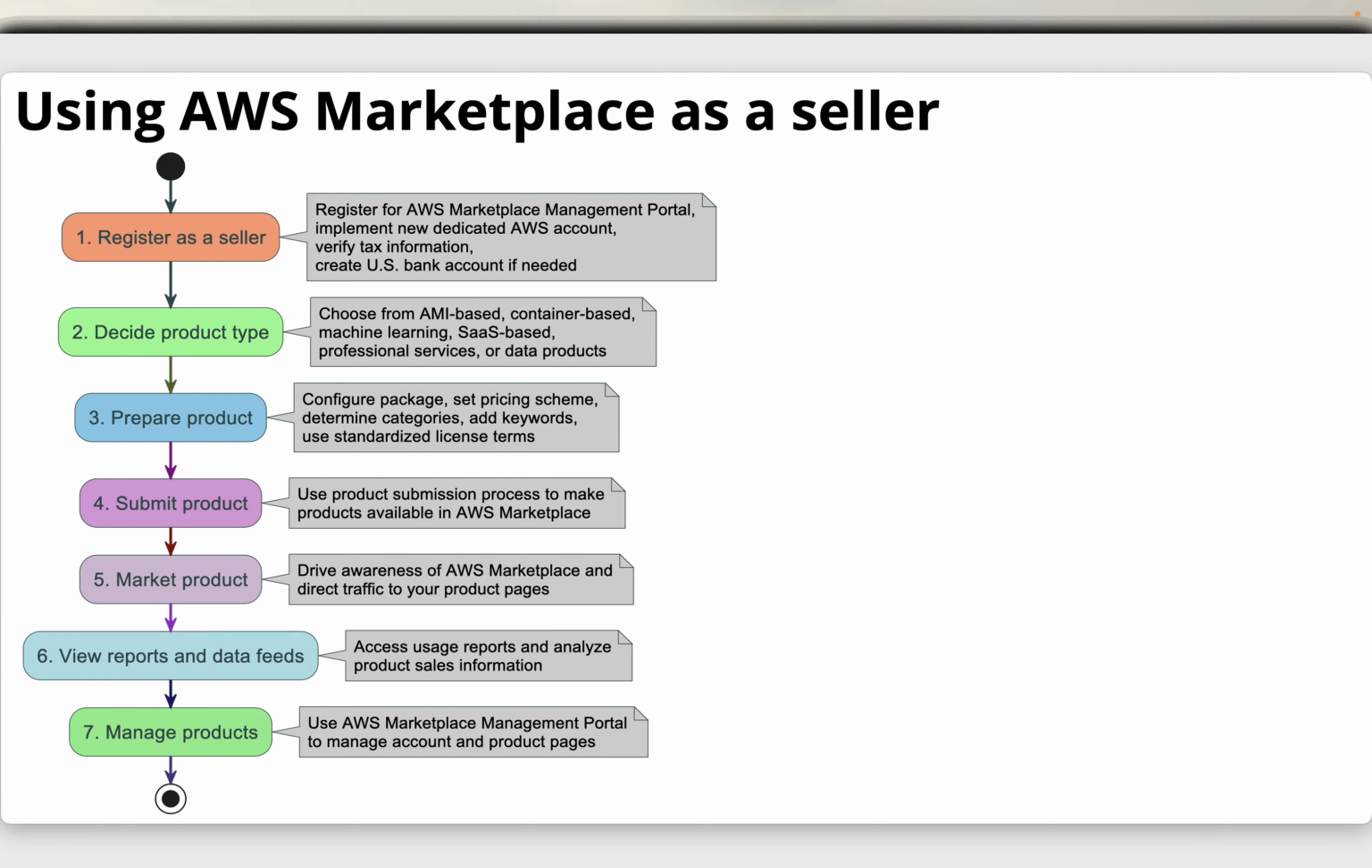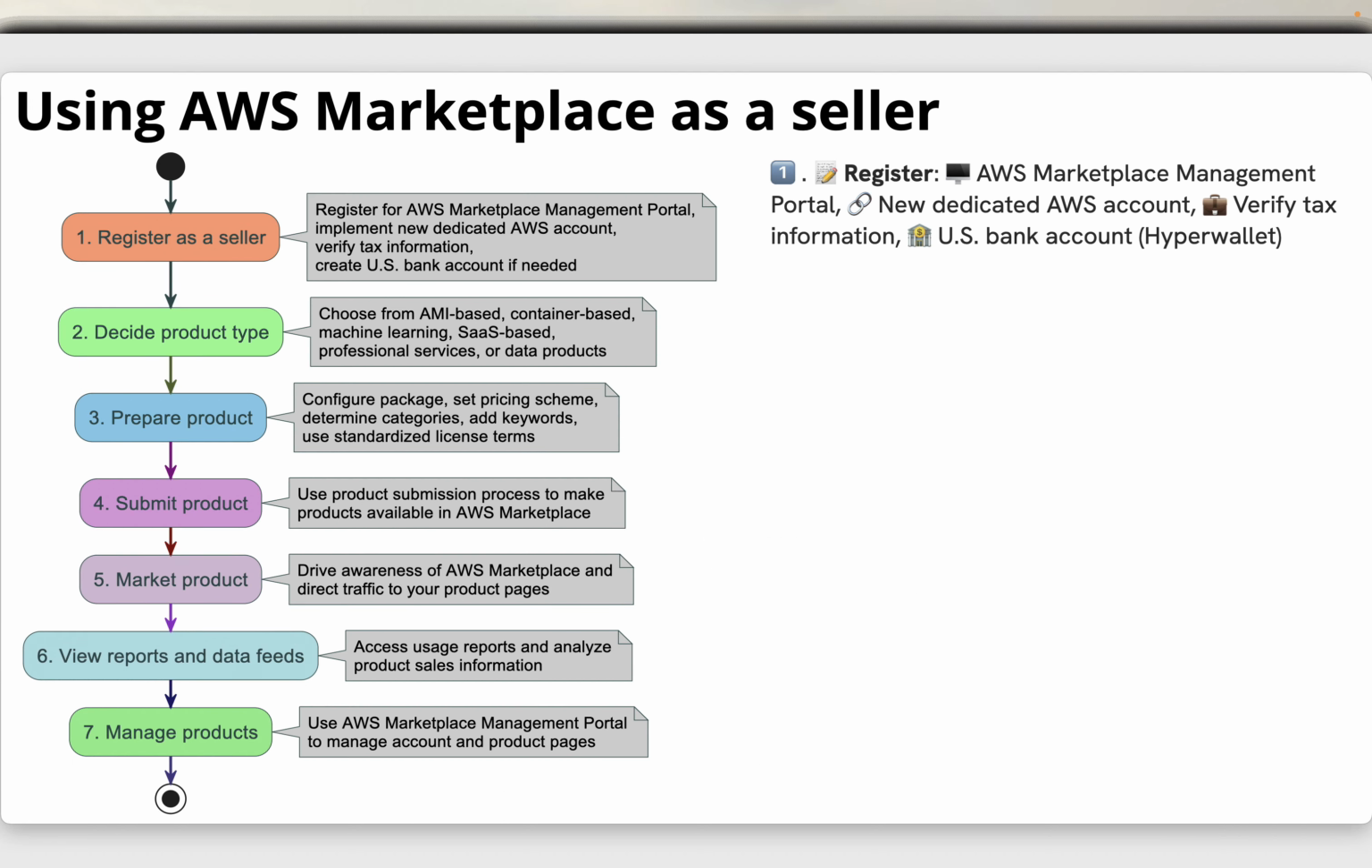Using AWS Marketplace as a seller. So first, register. As a seller, you start by registering for AWS Marketplace management portal, and it is recommended that you implement a new dedicated AWS account that can be easily linked with an existing AWS organization. Verify that the AWS partner's tax information meets the jurisdictional eligibility criteria. For AWS partners without an existing US bank account, you can create one at no additional cost by using Hyperwallet.